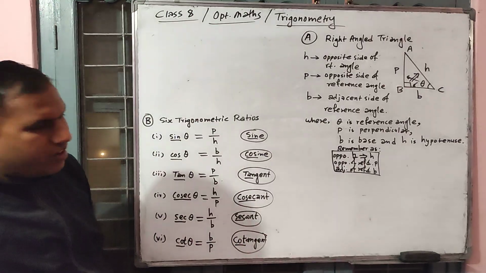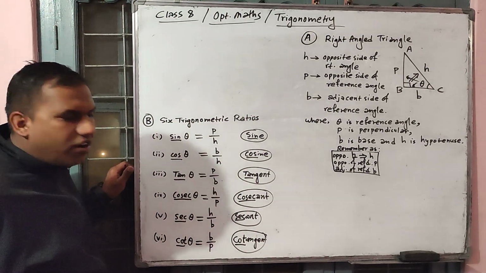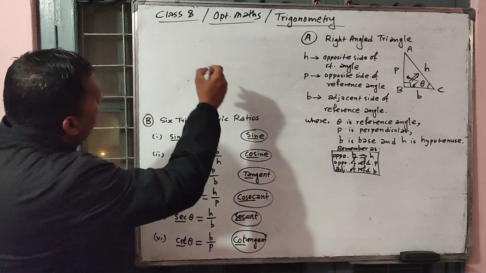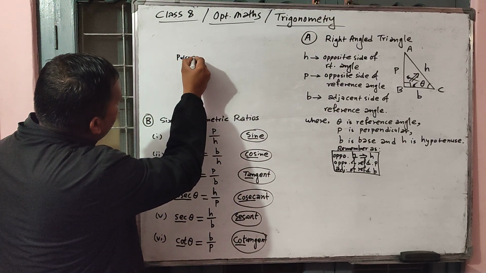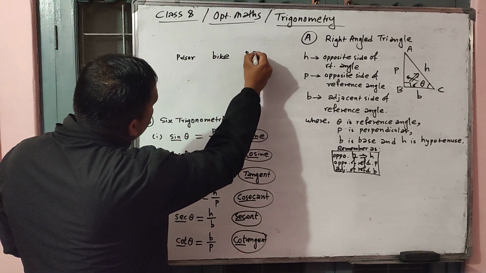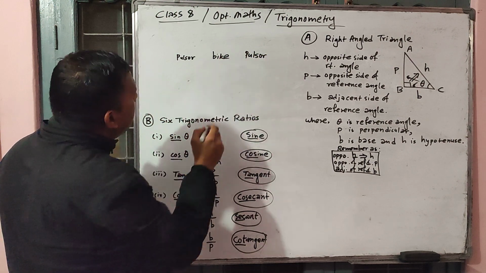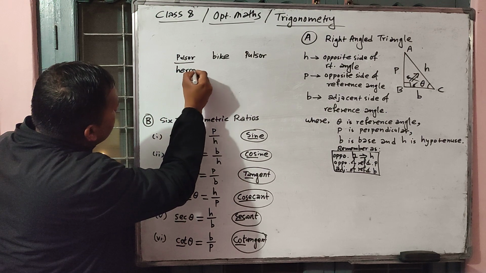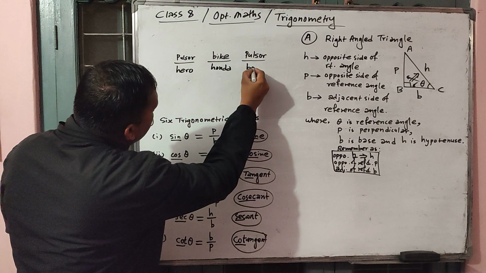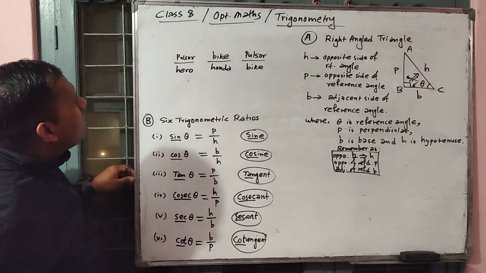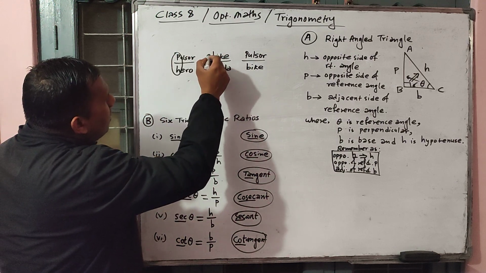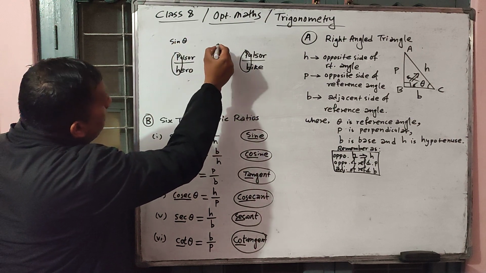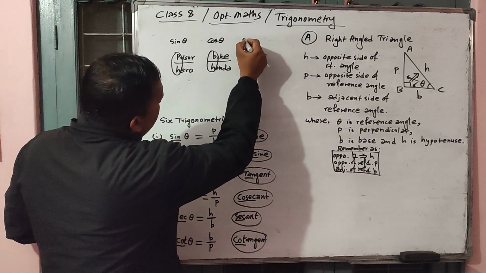Okay, students, these are the six trigonometric ratios. How can we remember these six trigonometric ratios? Let us see the technique. Write down three words: person, bike, person. Person, bike, person. Upon, write down hero, Honda, bike. Let us see the first letter of these. P by H, B by H, P by B. It gives the trigonometric ratio of sine theta. Second gives the ratio of cos theta, and third gives the ratio of tan theta.